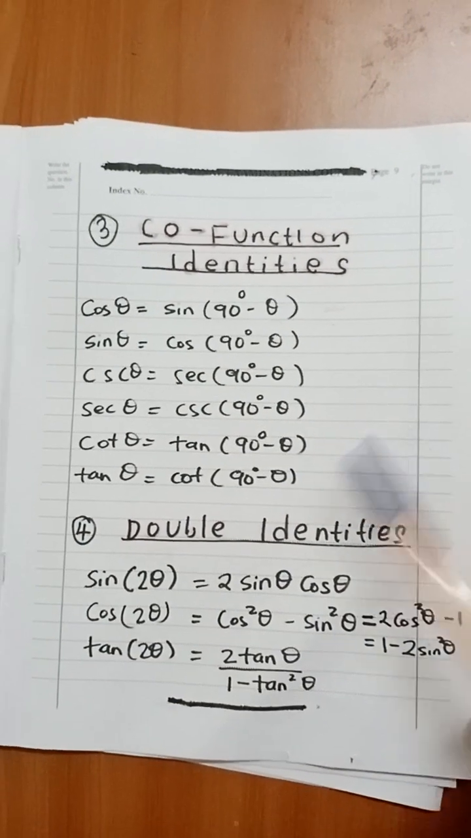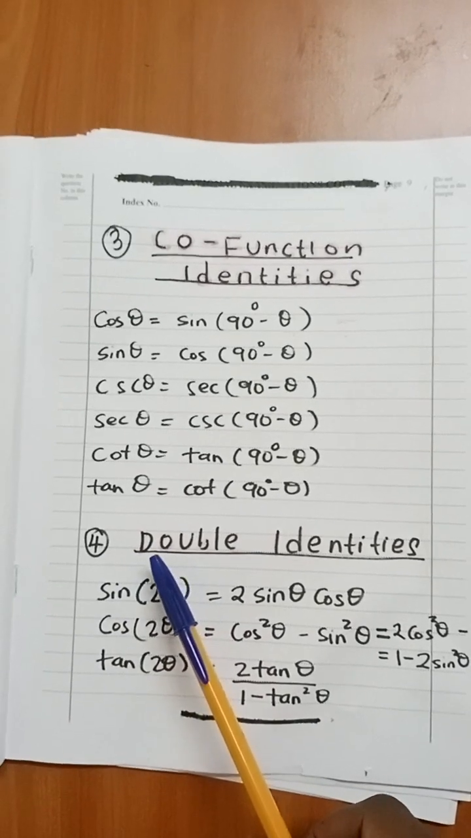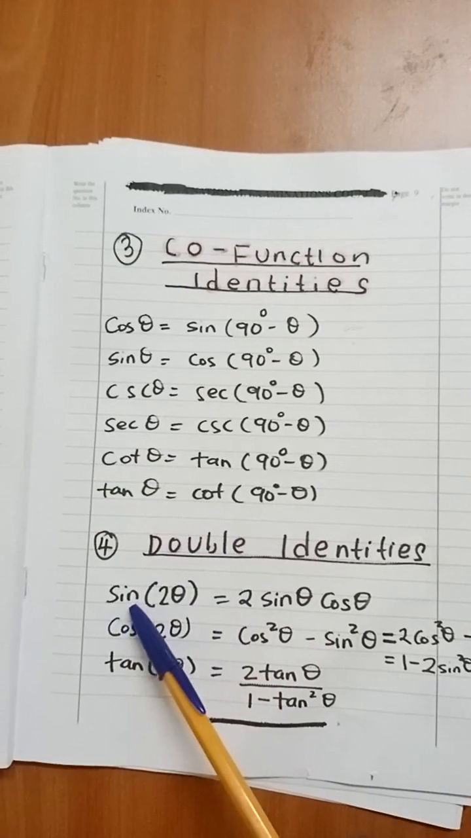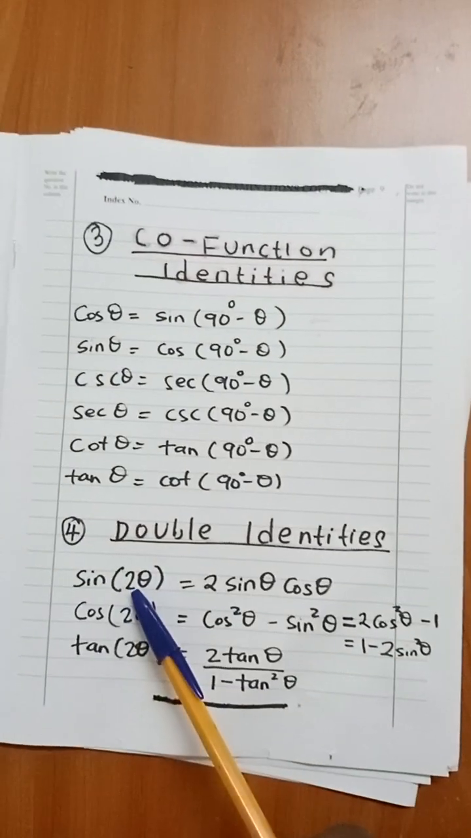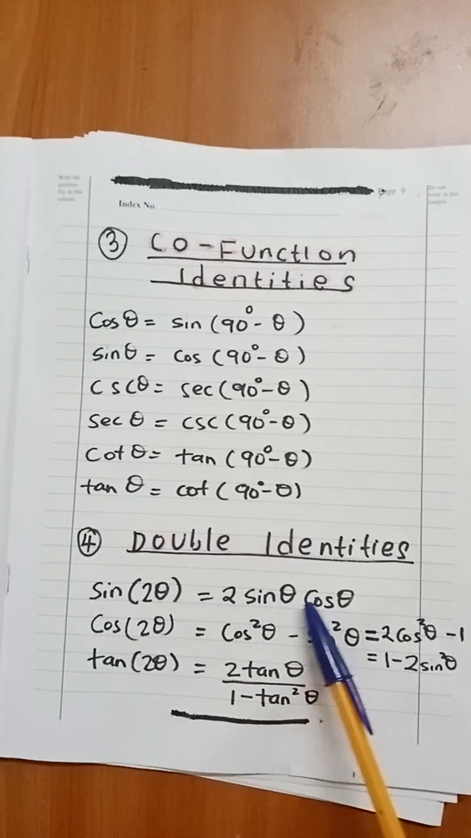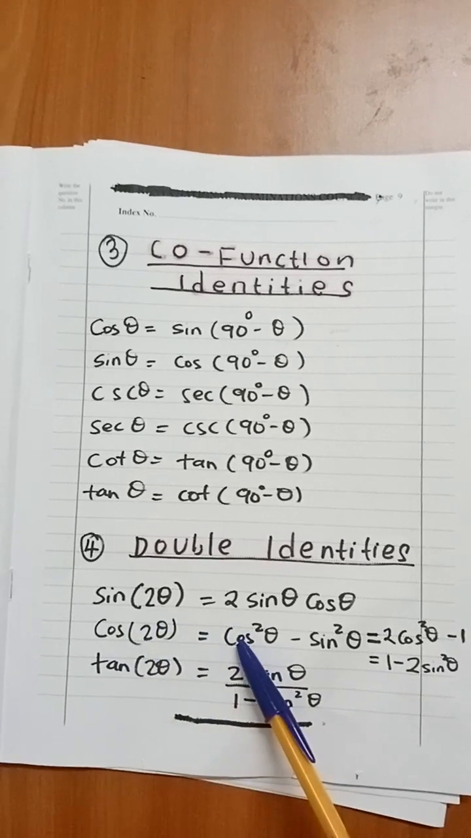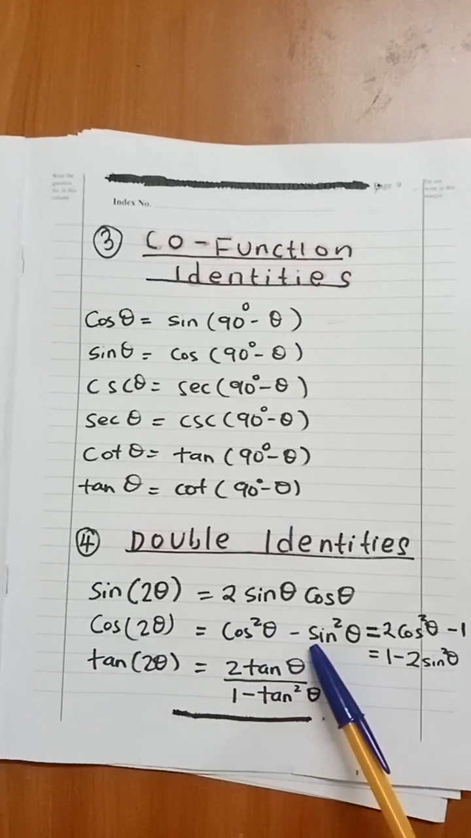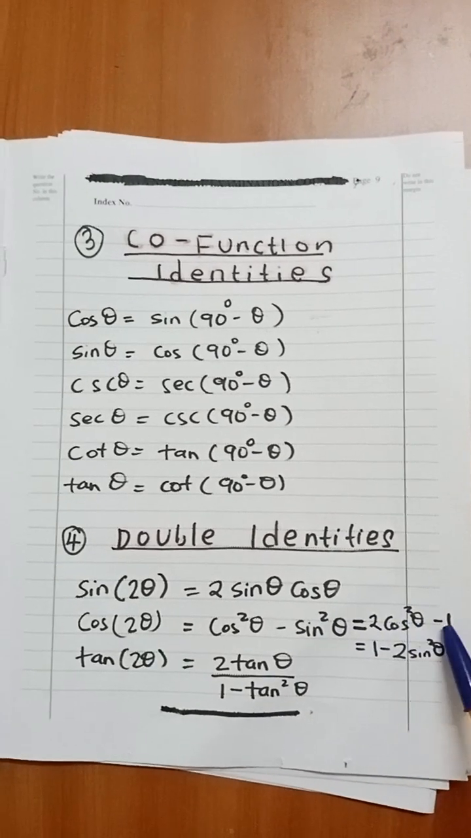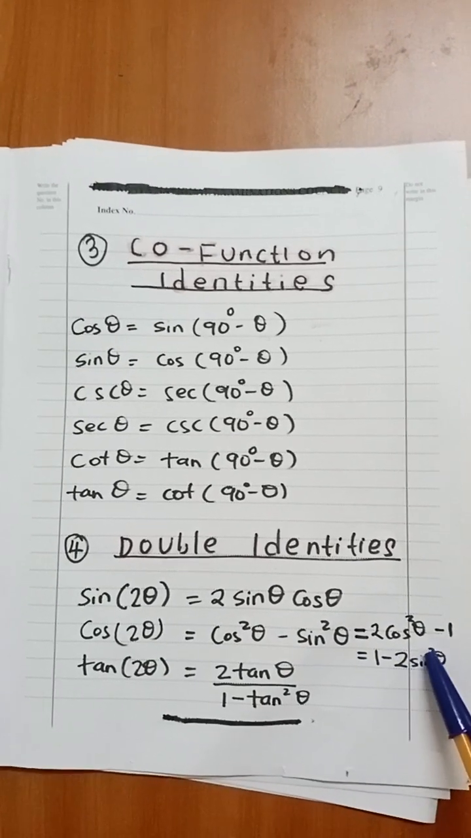Okay. Now the last one, but not least, it's called a double angle identity. Sin 2 theta is given by 2 times sin theta multiplied by cos theta. Again, cos 2 theta is the same as cos squared theta minus sin squared theta, which is the same as 2 cos squared theta minus 1, which is also the same as 1 minus 2 sin squared theta.